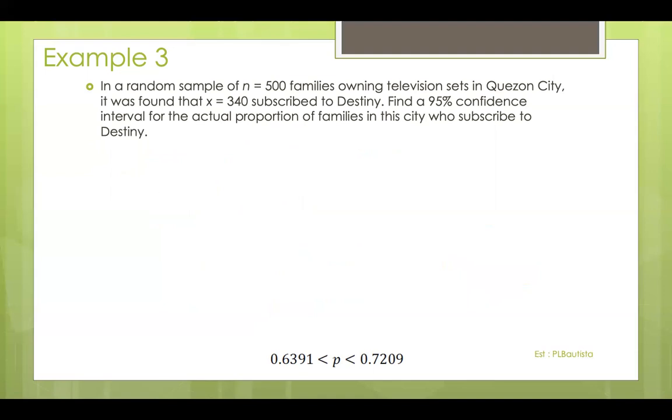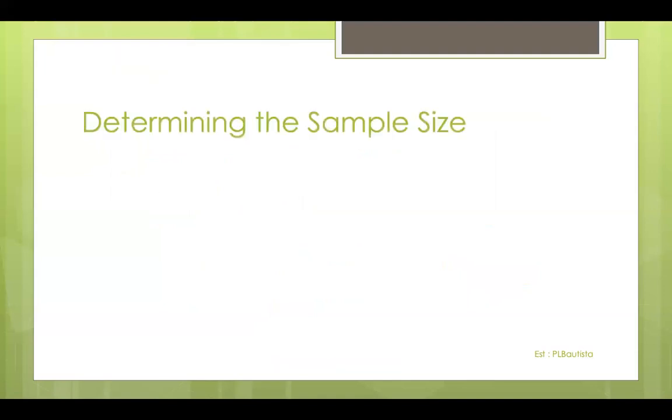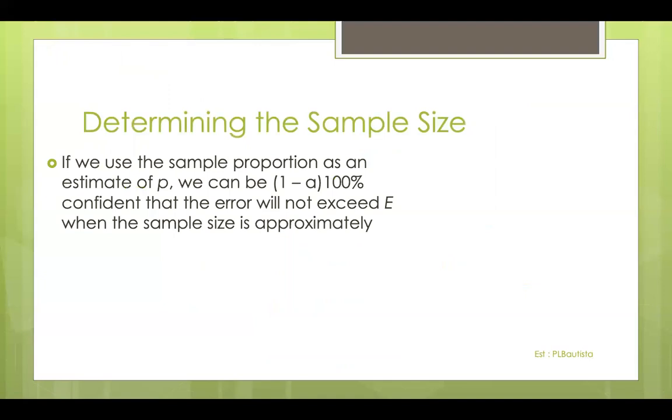Now, similar to our estimation of one mean, we can also set the sample size here so that we can minimize the margin of error. If we use the sample proportion as an estimate of P, we can be 1 minus alpha 100% confident that the error will not exceed the value E when the sample size is given by this formula: n equals Z alpha over 2 squared times P hat Q hat over E squared.